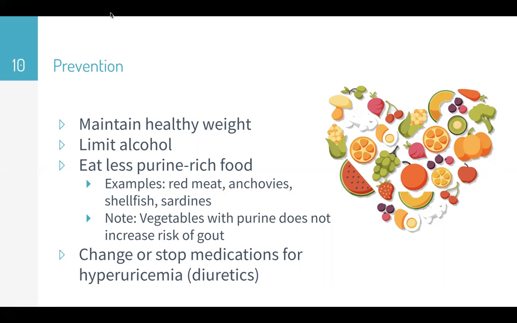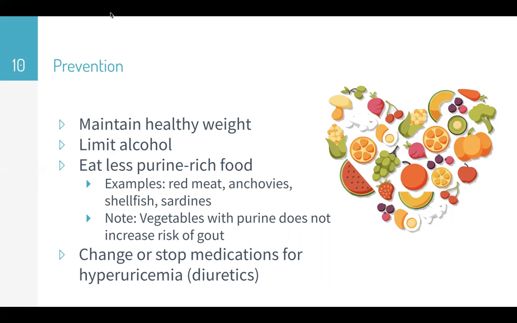In order to prevent gout, you should also limit your alcohol since it's a risk factor for developing gout. Additionally, you should try to avoid foods rich in purines. As Jamie mentioned earlier, purines lead to the formation of uric acid, which then leads to gout. Some foods rich in purines include red meat, anchovies, shellfish, and sardines. Although you should limit your intake of purines, it's also important to note that studies have shown that vegetables with purines do not increase the risk of developing gout.